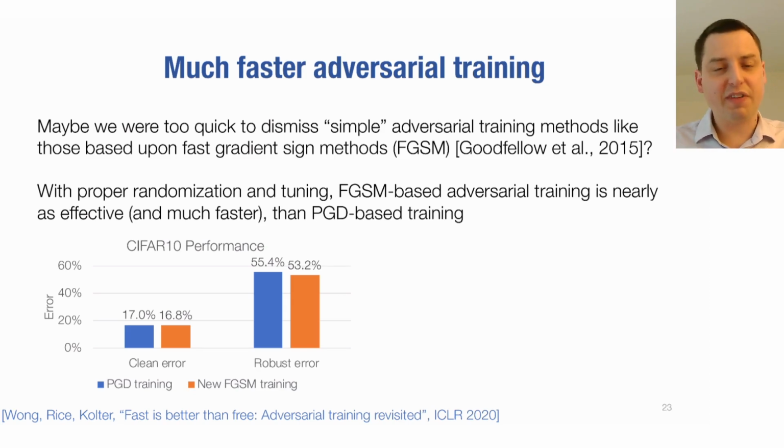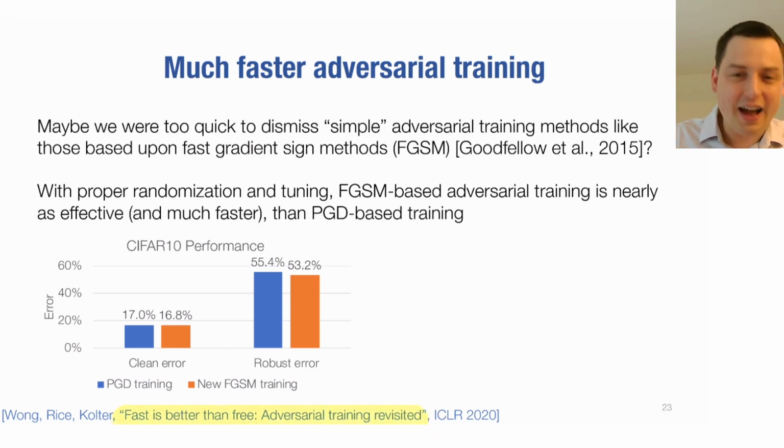I want to highlight this specifically because this paper appears here at ICLR in a few days, so I should have gotten the actual time. But anyway, this is the name of the paper. It's called Fast is Better Than Free: Adversarial Training Revisited. You might want to check it out in the ICLR sessions if it sounds interesting.